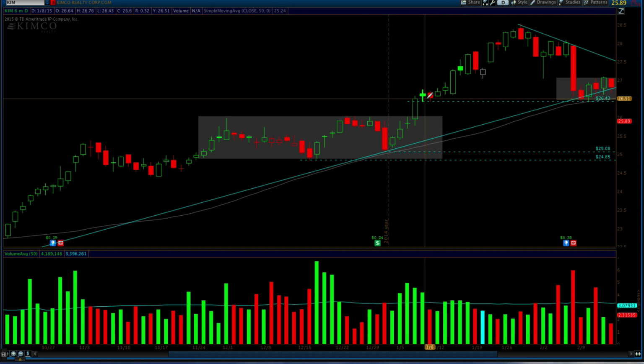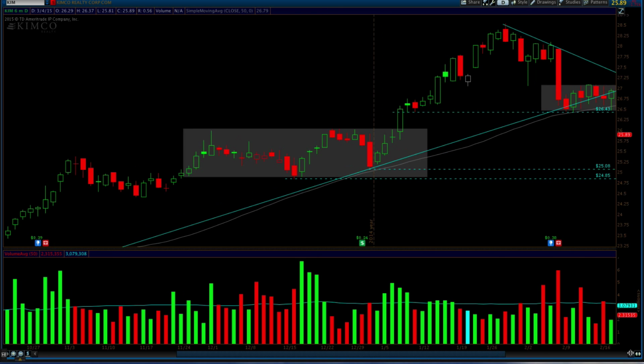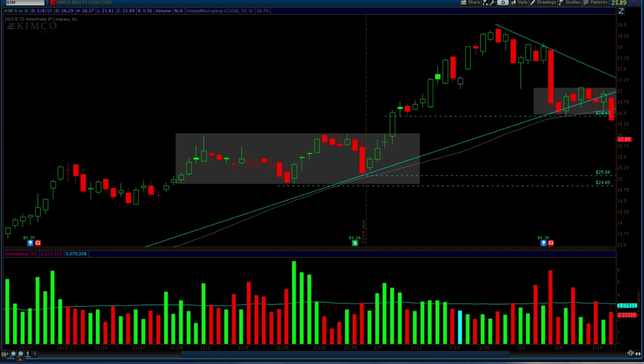But we were using these lows from back here because that was really all I had at that time. So ultimately what happened was Kimco stopped us out. A good looking trade; it set up very well for us.